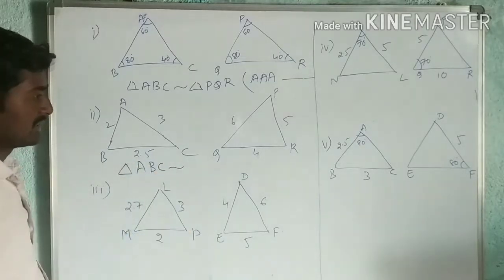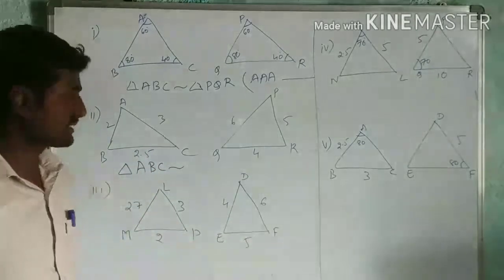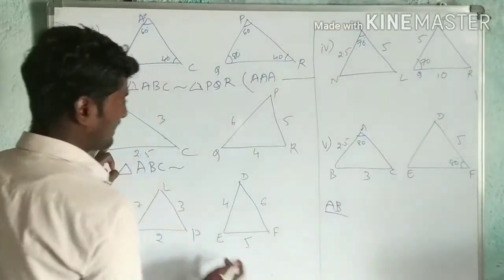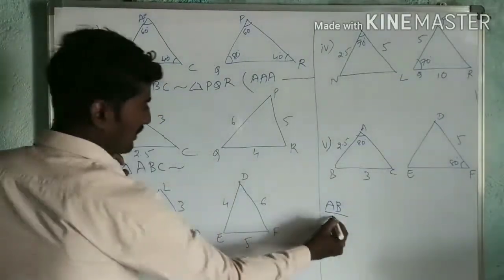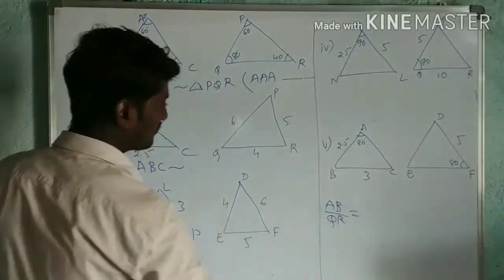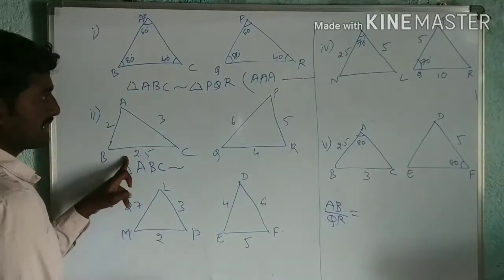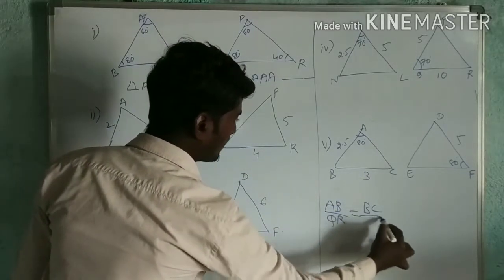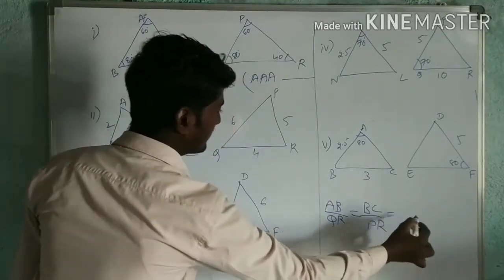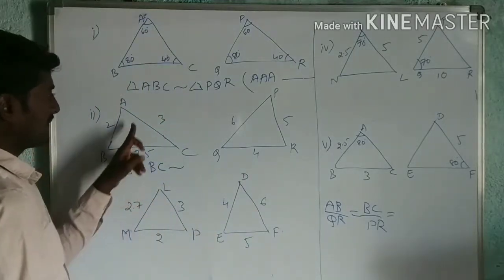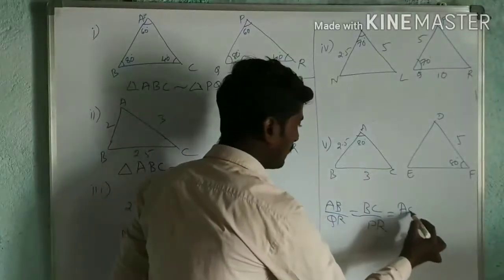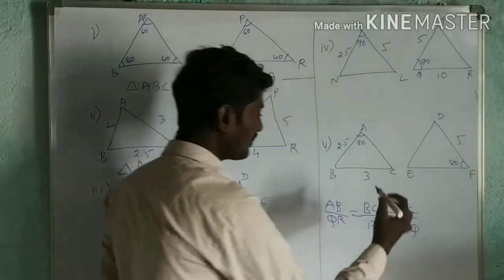Now first I'll write the corresponding sides. AB divided by QR. The next, BC divided by PR. The next, AC divided by PQ.